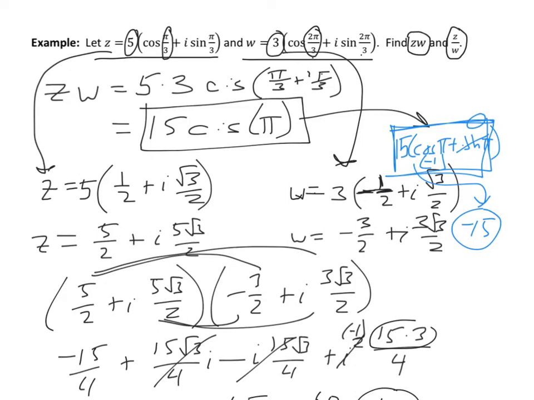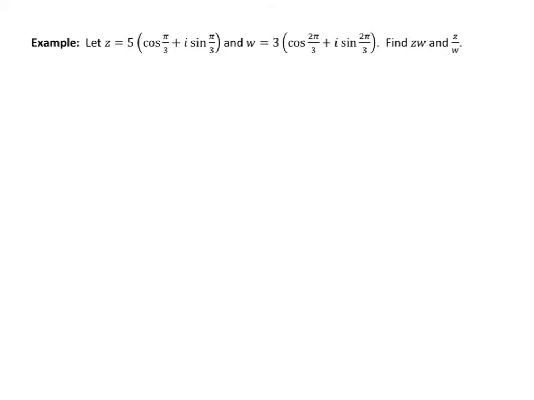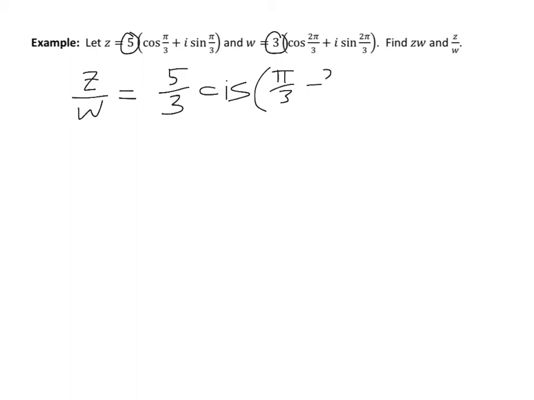Right? We did also want to do the quotient of these two things, so I'm going to get us some space here and then we'll go back and look at this with z over w. So z over w is really just going to be just as fast. If you want to compute z over w, what we need to do is the quotient of the moduli, so 5/3 cis, and then we're supposed to subtract the arguments. So this would be 5/3 cis negative pi over 3.